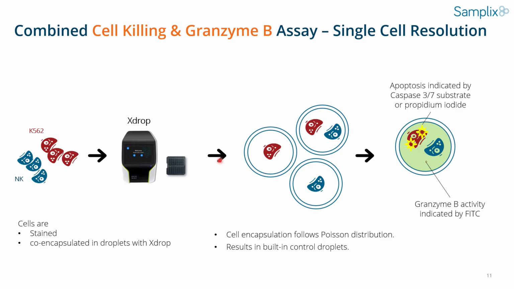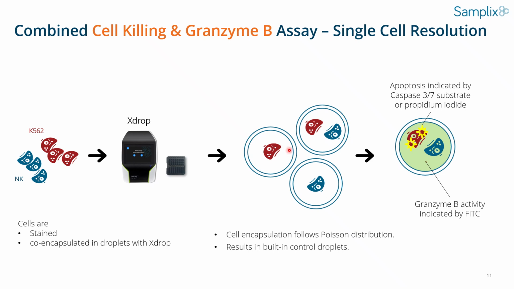The encapsulation itself produces different types of droplets. There are empty droplets, there are co-encapsulated droplets, and then there are droplets that only contain one of these two cell types. These actually serve as a nice internal control, because looking at a droplet like this, you will really be able to tell the amount of cell death in droplets that only have the target cell and not an effector cell.